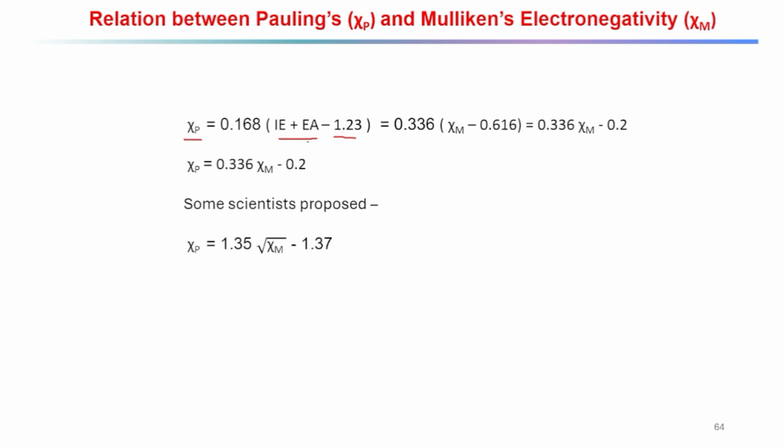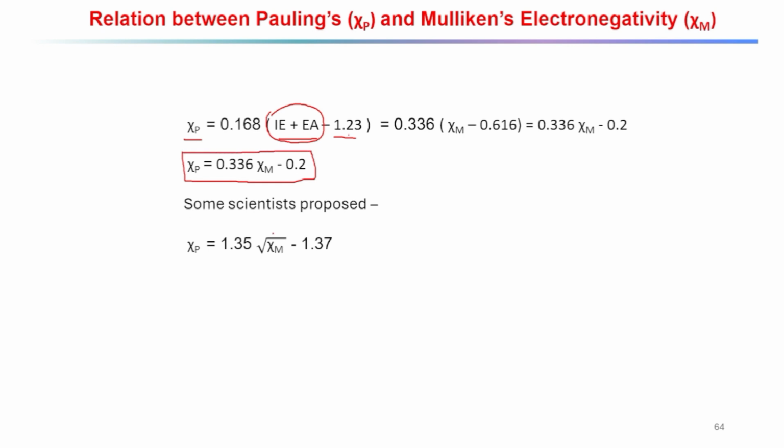Now this can be converted into Mulliken's electronegativity. This IE plus EA, and we know half of IE plus EA is equal to chi m. So you can convert it to chi m, and ultimately we will get 0.336 chi m minus 0.616, which will give 0.336 chi m minus 0.2. So this is the relation between Pauling's electronegativity and Mulliken's electronegativity.